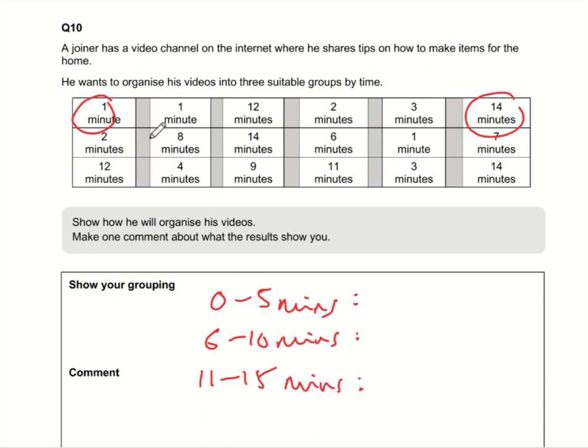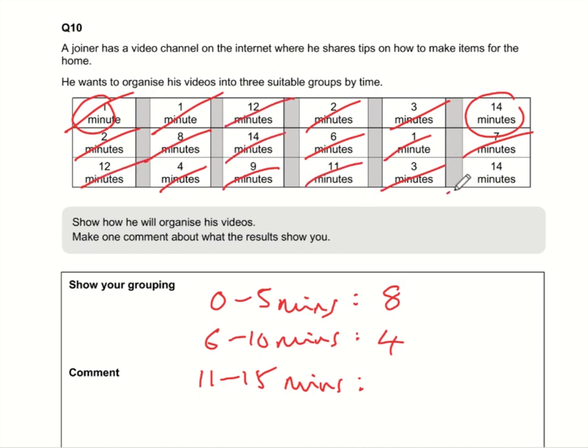Right, let's look for all the 0 to 5. So 1, 2, 3, 4, 5, 6, 7, 8. 6 to 10: 1, 2, 3, 4. Nearly missed that one. And 11 to 15 should be the rest. So that's 1, 2, 3, 4, 5, 6. 4 plus 6 is 10 plus 8 is 18, and we've got 3 by 6, which is 18. Good, so I've got them all.